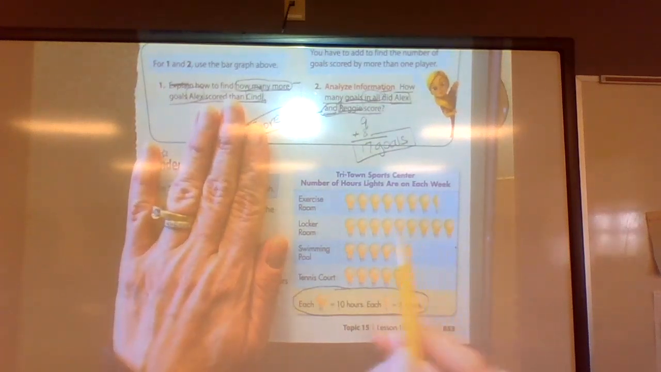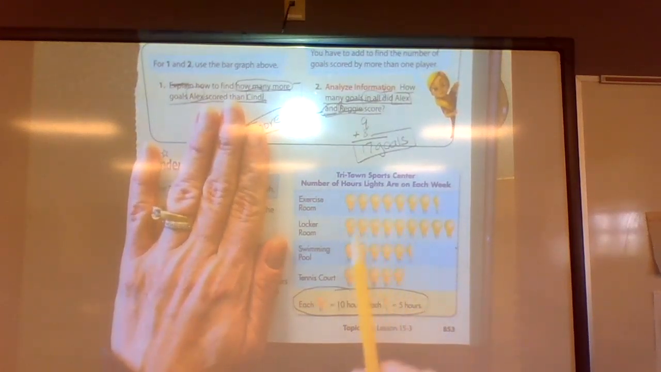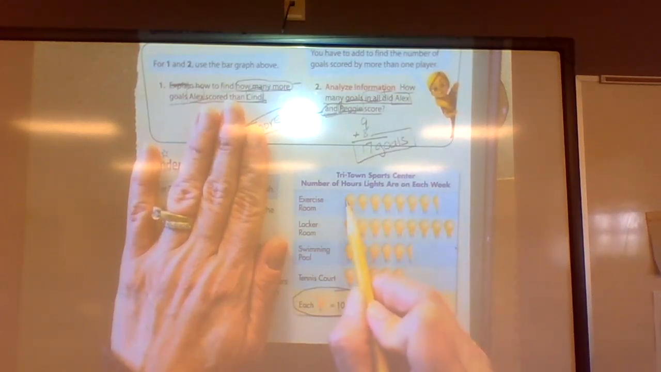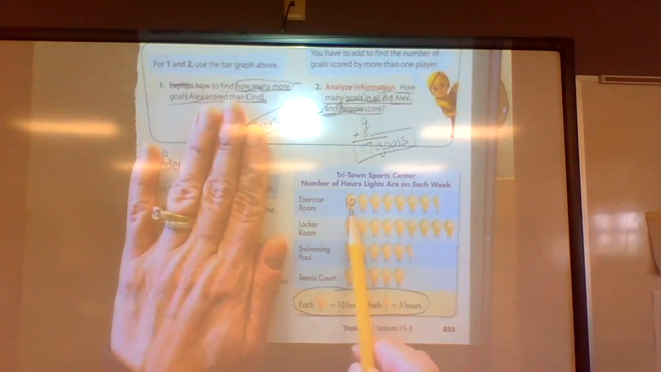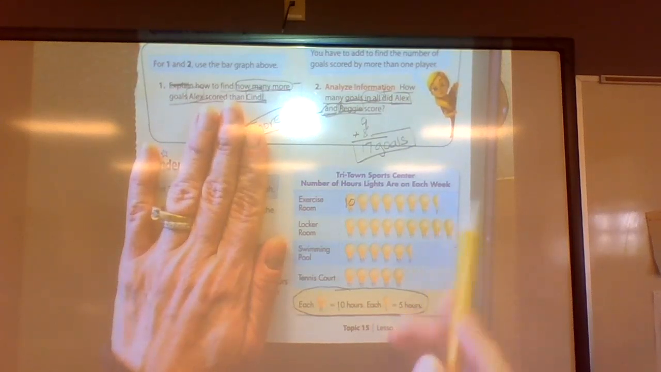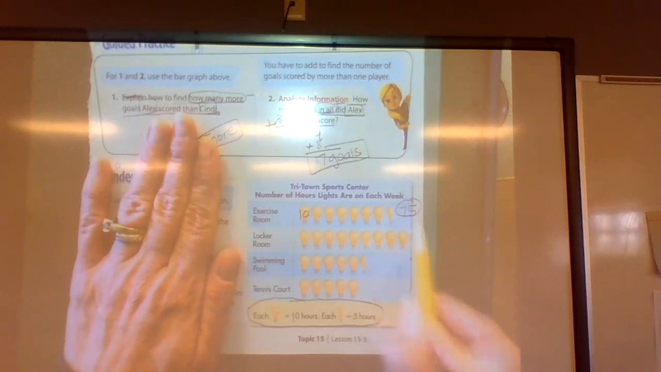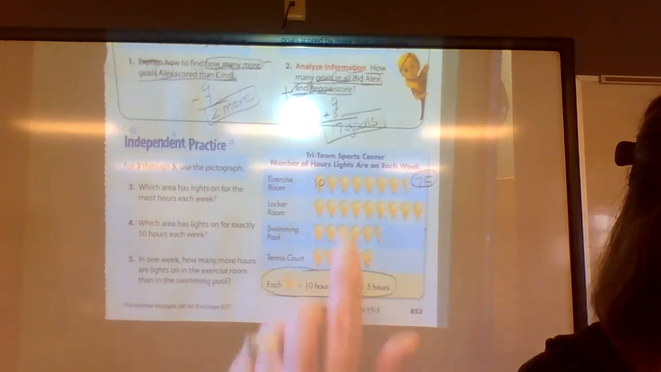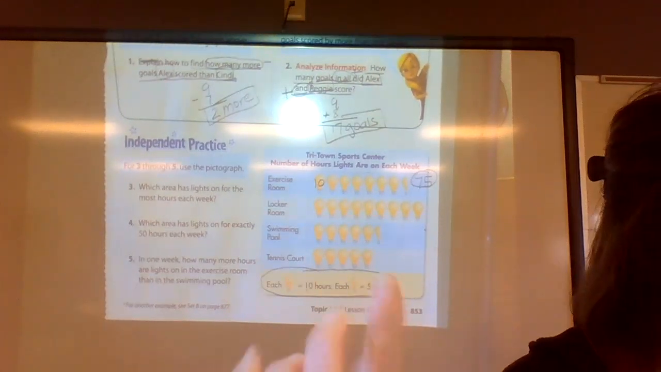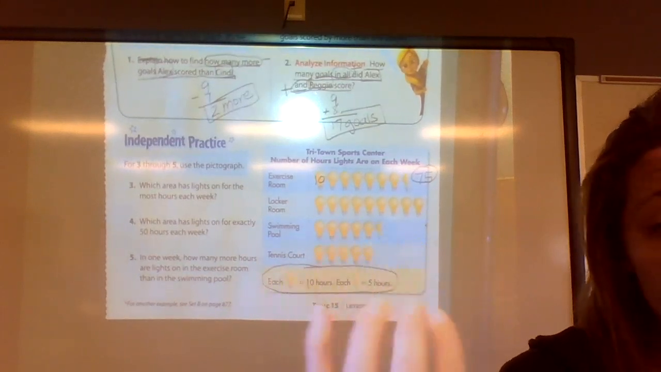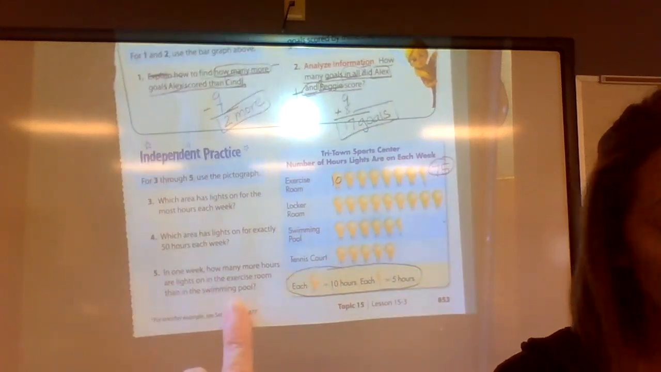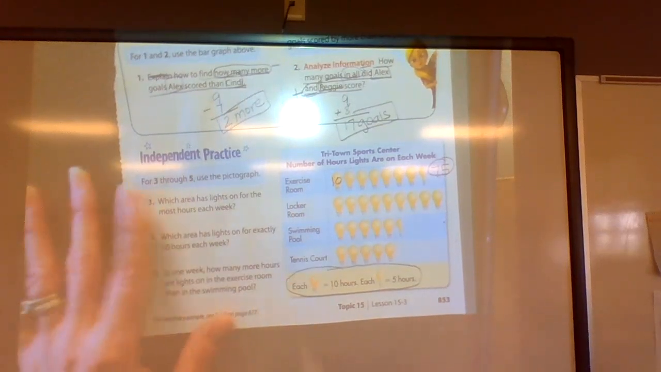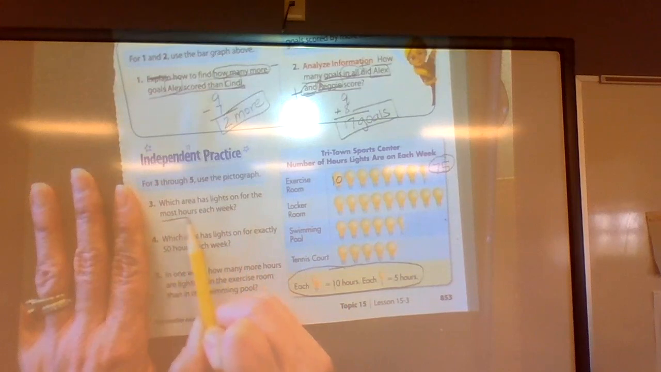Okay, so for example, on the exercise room, this is the number of hours the lights are on each week. Well, in the exercise room, each light bulb is 10, remember. So this is going to be 10, 20, 30, 40, 50, 60, 70, and a half would be 5. So we are going to label that 75. Okay, and you're going to label all of this data on your pictograph, so you have these numbers to answer these questions.